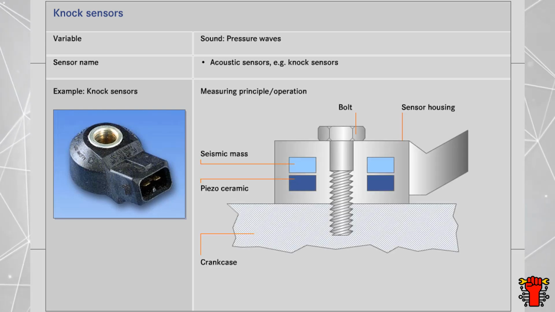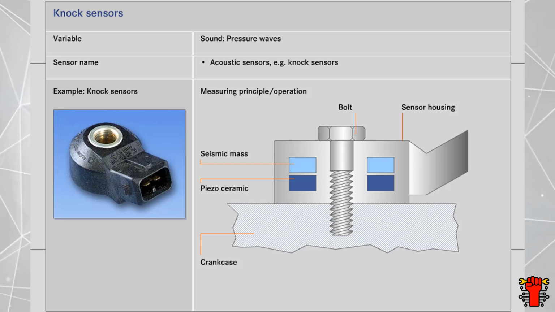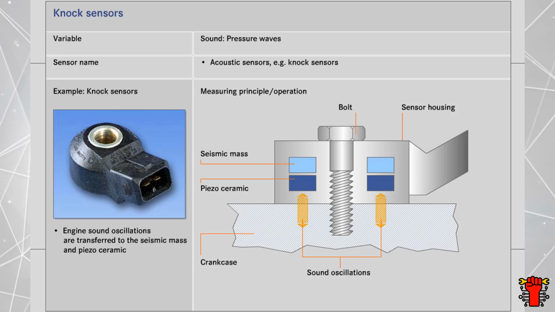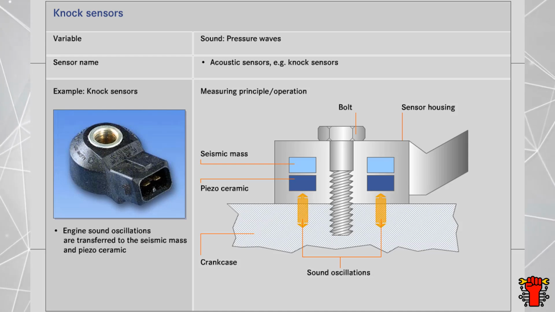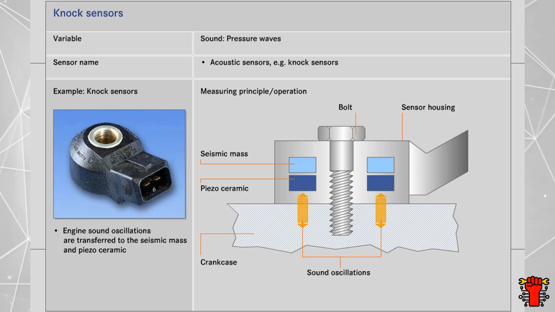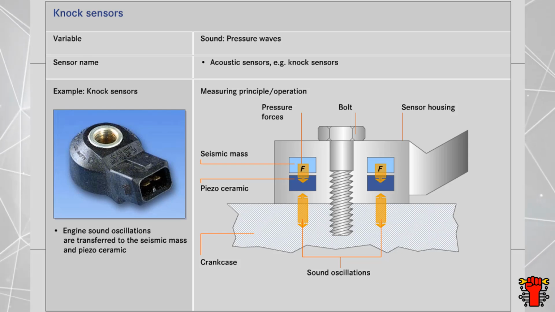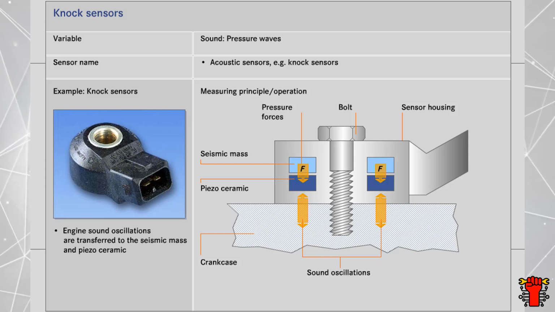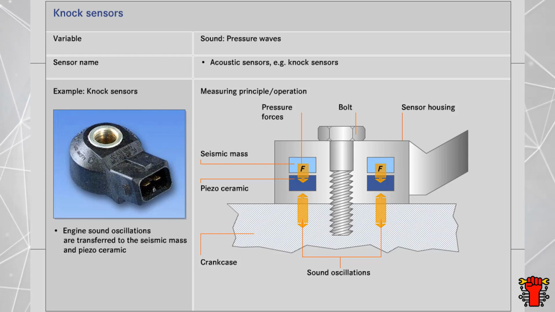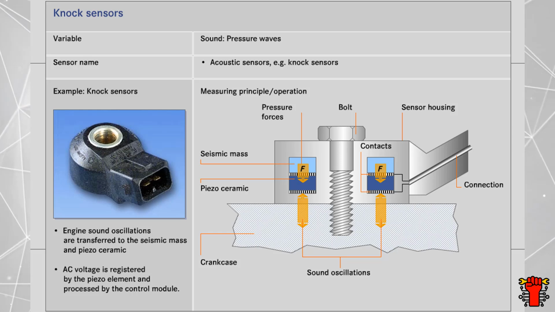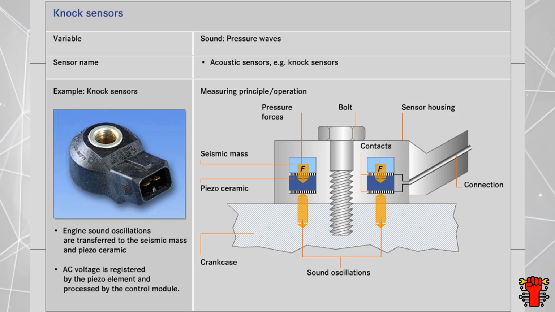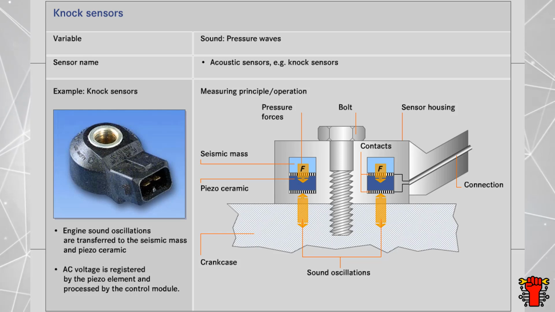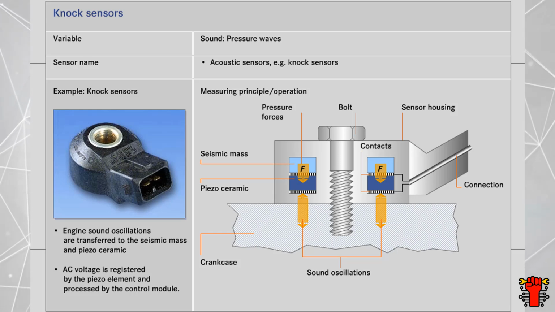The actual sensor element is a ring-shaped piezo ceramic, above which a seismic mass of the same shape is located. The sound oscillations are transferred via the crankcase initially to the seismic mass. Because of its inertia, this seismic mass transfers the oscillations to the piezo element in the form of pressure forces. These forces trigger electrical alternating voltage signals in the piezo element. They're picked off via contact plates and processed further in the control module.